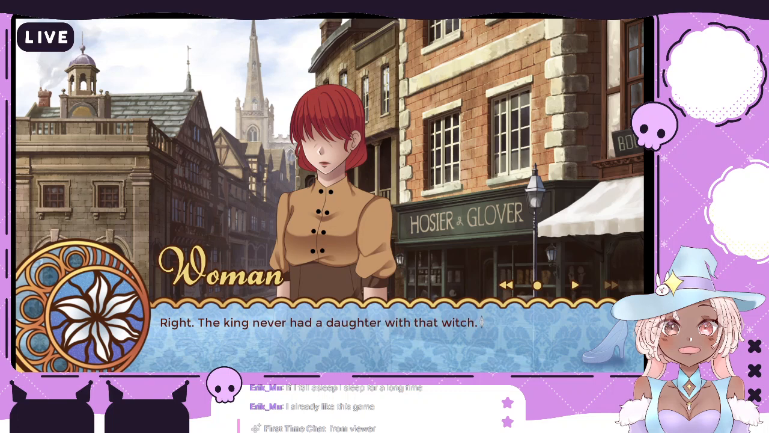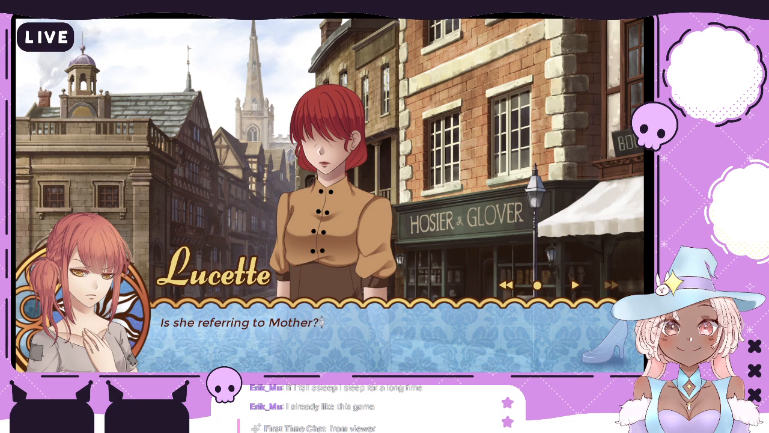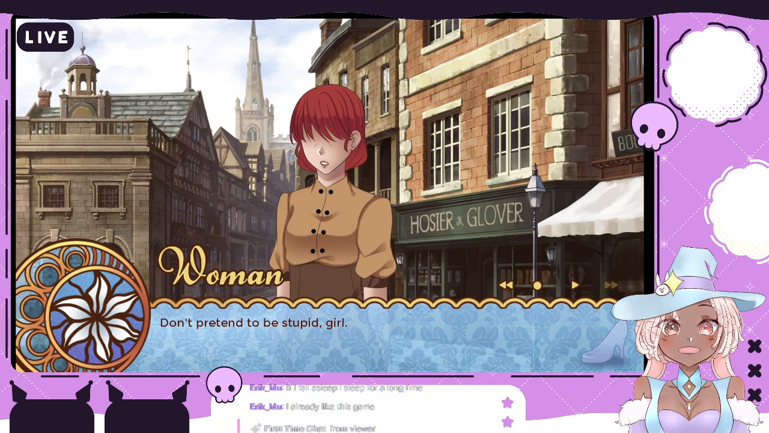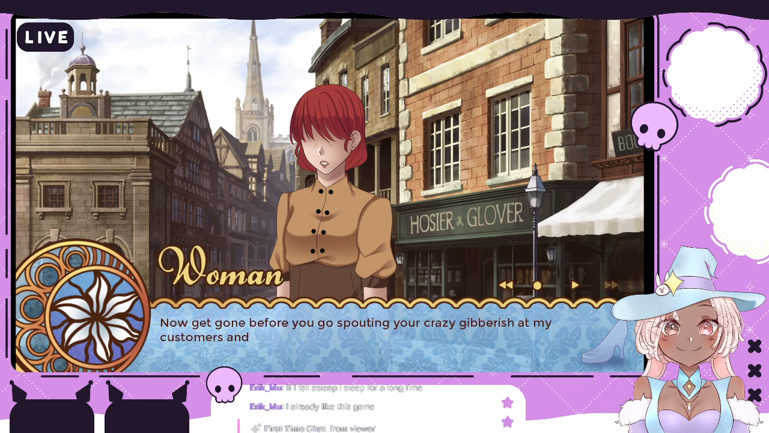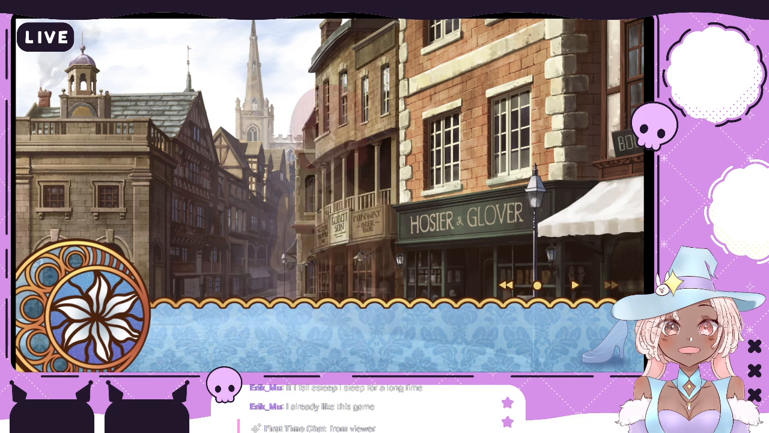Right? The king never had a daughter with that witch. Is she referring to Mother? Witch? Don't pretend to be stupid, girl. I can only stare at her, puzzled. Our good king only has stepchildren, Princess Emmeline and Prince Rod, and you are most definitely neither of them. Now, get gone, before you go sprouting your crazy gibberish at my customers and scare them away. With a huff, she leaves me to my own rapidly turning thoughts.